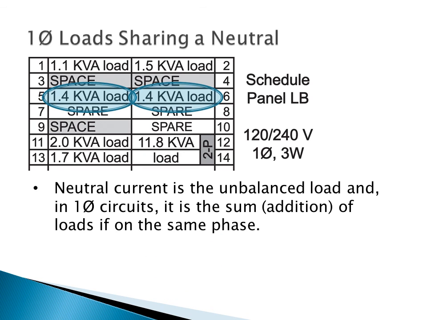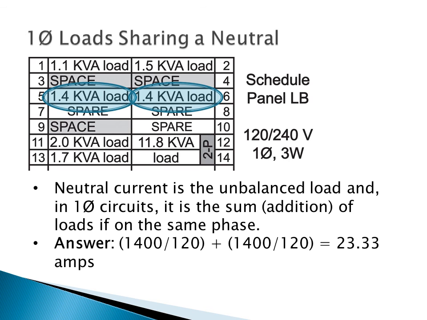So now we need to do some Ohm's law and find some current and then add it together. 1400 divided by 120 plus 1400 divided by 120 equals 23.33 amps. So on either one of the hots, you're going to see like 12 amps, but on the neutral, it adds to be 23.33 amps. Ouch.